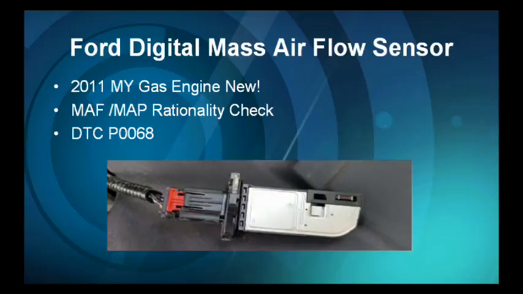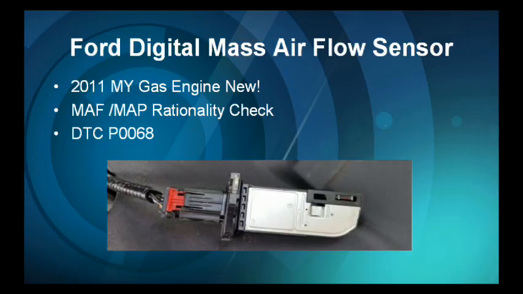One of the quick things when you open the hood and you're identifying, say, a newer Ford vehicle, if you see 4 wires going to the mass airflow sensor, you know that it's a digital mass airflow sensor. If you see 5 or 6, you know it's an analog mass airflow sensor.